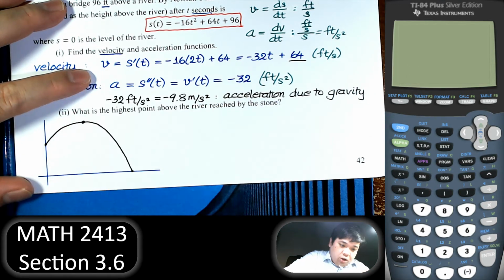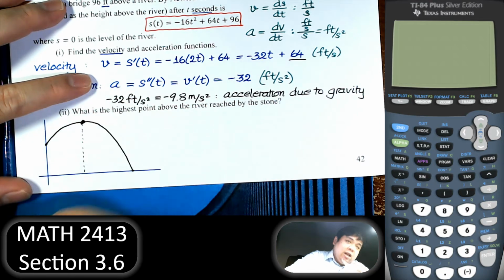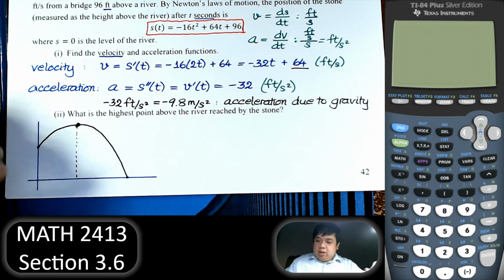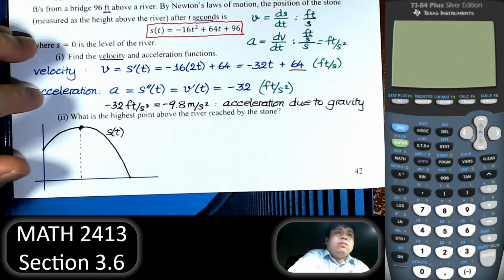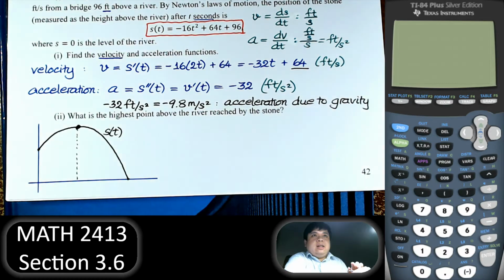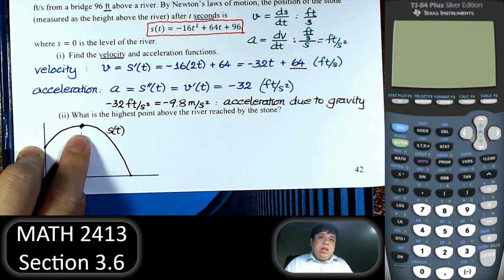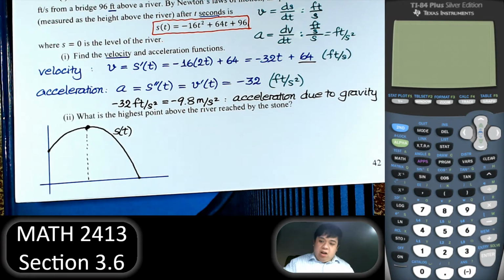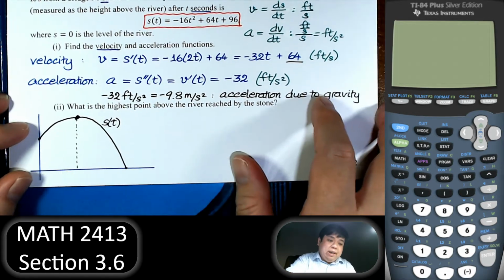So the highest point might be somewhere at that case. So how do we determine that? So the stone going like this. This is the function s of t. Now, if the stone is going like that, at the top, how do we know what characteristic of the stone at the top, at the apex of the trajectory here?